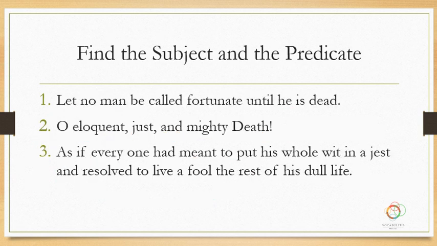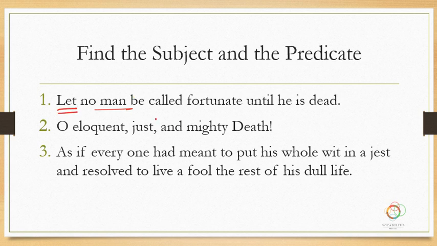Let no man be called fortunate until he is dead. This is going to be a little confusing for a lot of people because you're looking for the subject and the predicate, so you end up looking for a noun in the earlier part, and you find no man and you think this is a subject, but it's not. The whole sentence is an imperative sentence, which is a command sentence, right? When you say let us, let him, let whoever do something, it's a command. You're saying, please allow that person to do something. Let me go home means you need to allow me to do something.